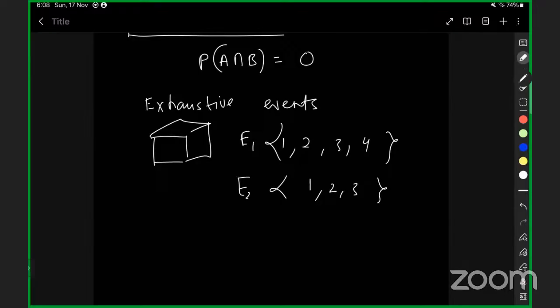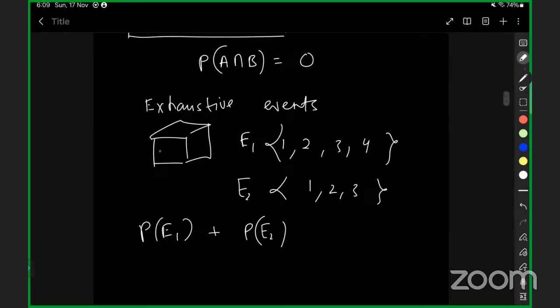So this is not an exhaustive event. If you add, let's say, probability of E1 plus probability of E2, you'll realize that you'll not come across all the elements of this sample space. Rolling a die will have 1, 2, 3, 4, 5, and 6, right? 5 and 6 will not occur, even though the maximum we can have is 1, 2, 4. So these are not exhaustive events.